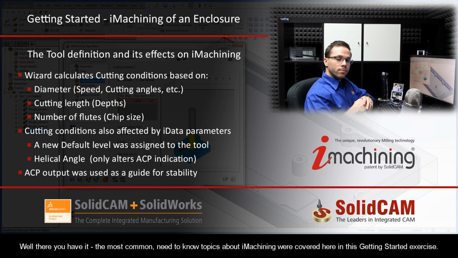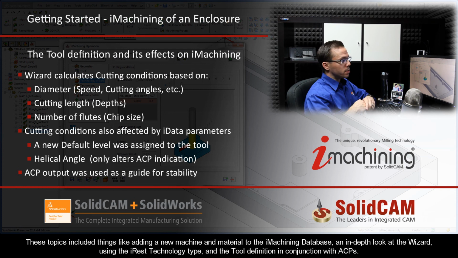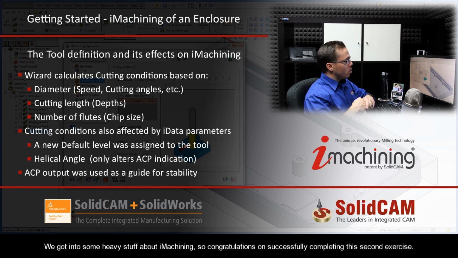Well, there you have it. The most common need-to-know topics about iMachining were covered here in this Getting Started exercise. These topics included things like adding a new machine and material to the iMachining database, an in-depth look at the wizard, using the iRest technology type, and the tool definition in conjunction with ACPs. We got into some pretty heavy stuff about iMachining, so congratulations on successfully completing your second exercise.